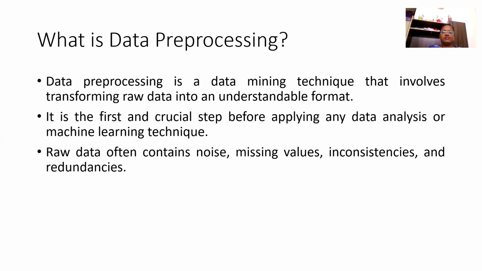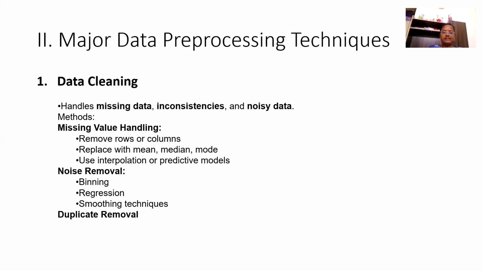What is data pre-processing? Data pre-processing is a data mining technique that involves transforming the raw data into an understandable format. It is the first and crucial step before applying any data analysis or machine learning technique. Here, the raw data often contains noise, errors, missing values, inconsistencies, and redundancies.